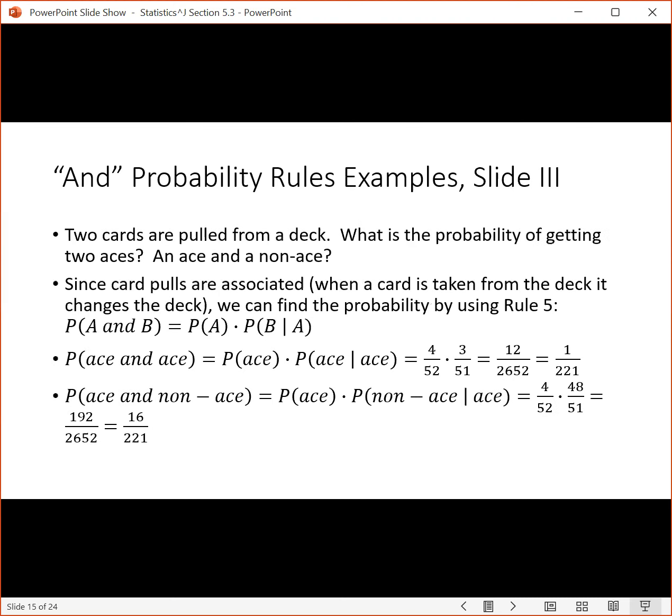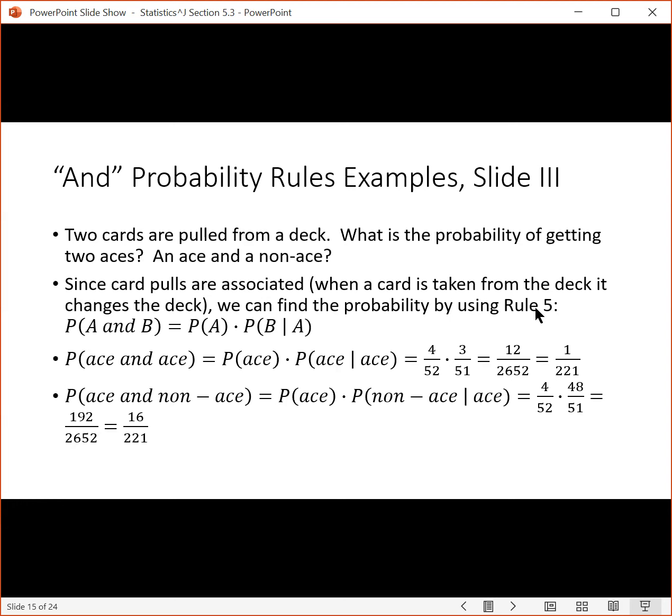All right, now we're going to get into associated events. It's going to be a little different. So 2 cards are pulled from a deck. What's the probability of getting 2 aces? What's the probability of getting an ace and then a non-ace? All right, so since card pulls are associated, right? So when a card is taken from the deck, it changes the deck.